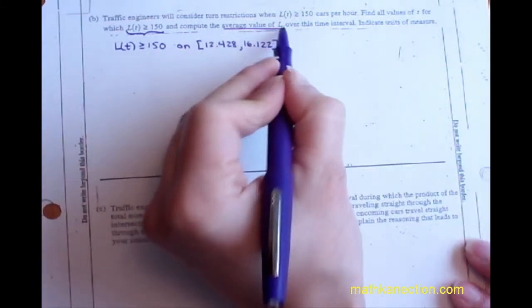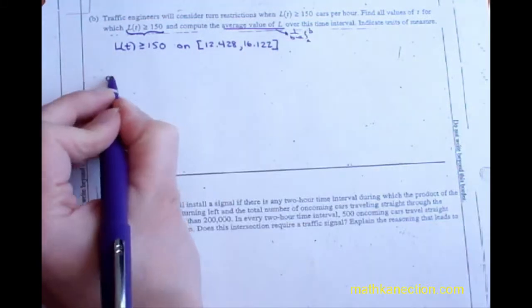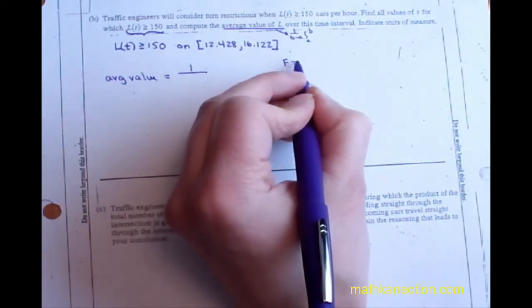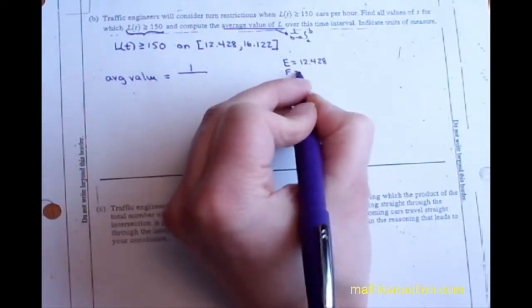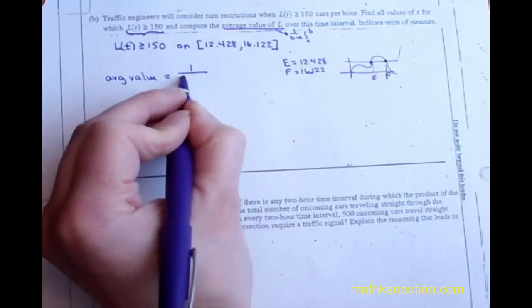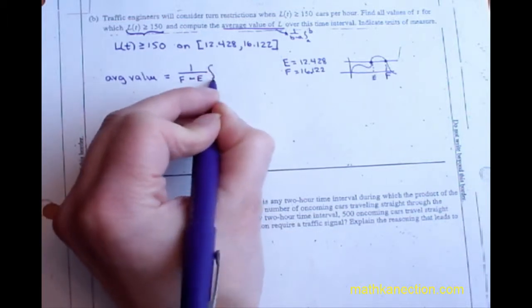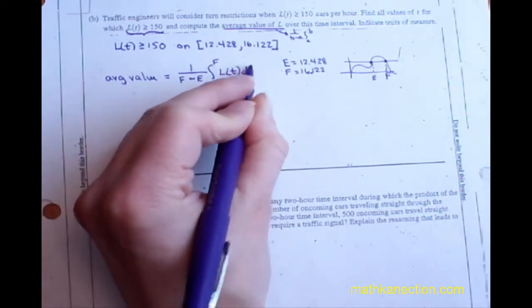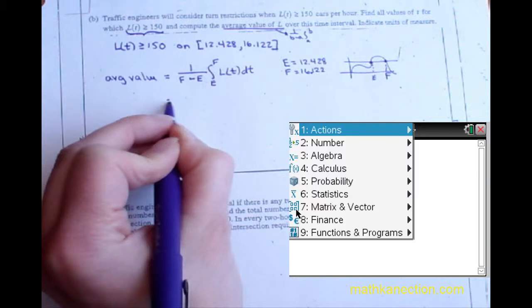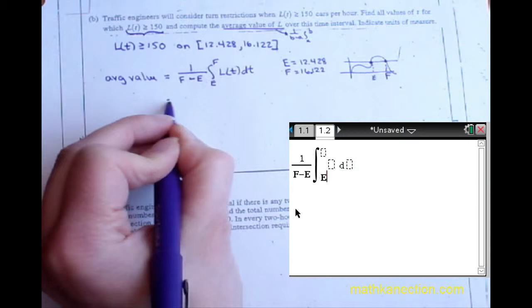Then to find the average value of L over that interval, it's 1 over b minus a. So the average value is 1 over, we had used E for 12.428 and F for 16.122 off that graph. So 1 over F minus E, and the integral from E to F of L of t dt. And putting that into the calculator, we had stored E and F as those values. And F1 was the function we had used for L of t.